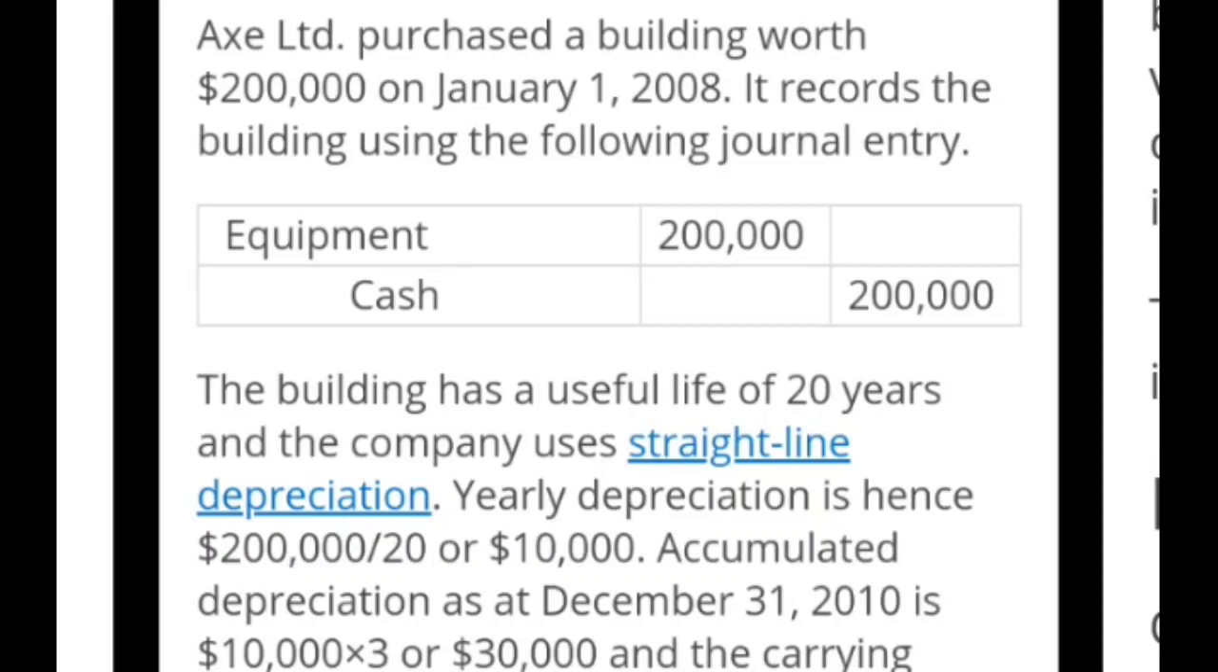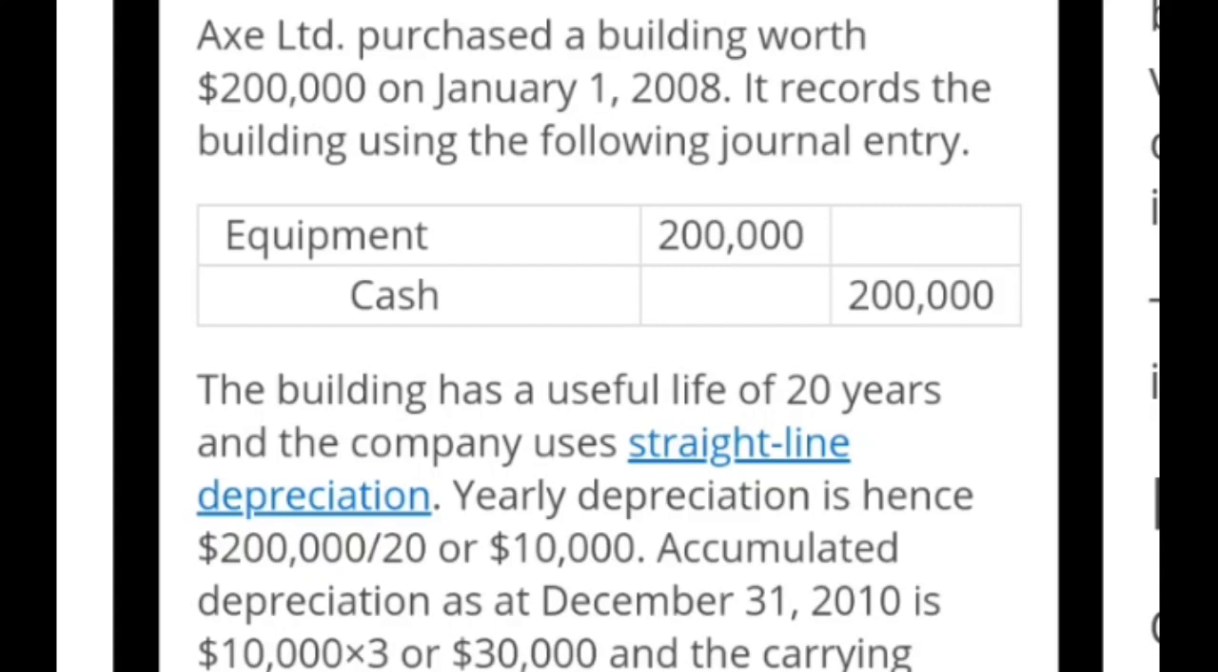For example, X Limited purchased a building for $200,000 on January 1st, 2008. It records the building using the following journal entry: building debit by $200,000 and cash credit by $200,000. Hope you all know about such entries, which are called journal entries. The building has a useful life of 20 years and the company uses the straight line depreciation method.